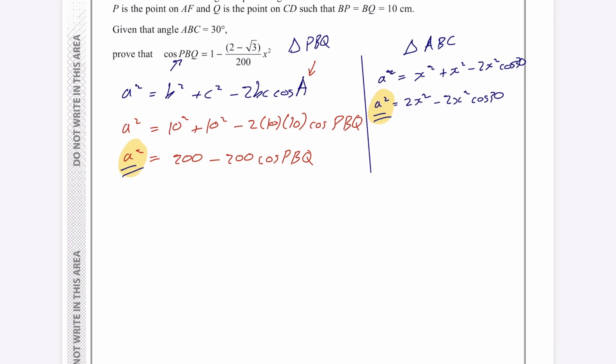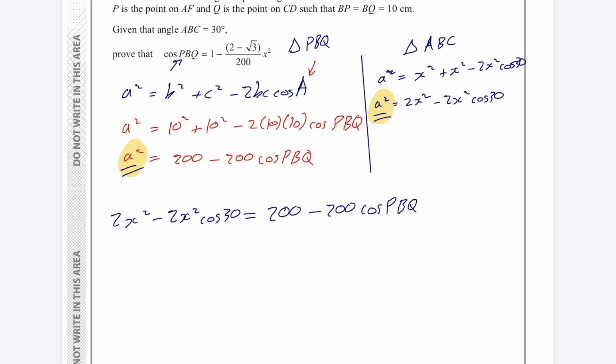So we can now come down here and write 2x squared minus, I'm just copying the equation for ABC that we got for A, 2x squared cos 30 is equal to, I'm going to copy what's above, 200 minus 200 cos PBQ. Right, and we can already see how that's looking very close to the proof. We've now also got an x squared. So now what can I do?